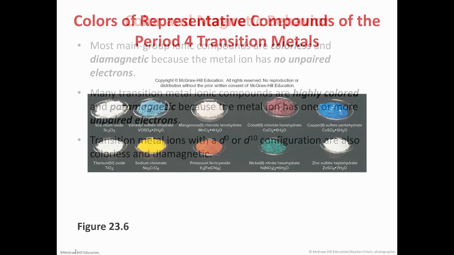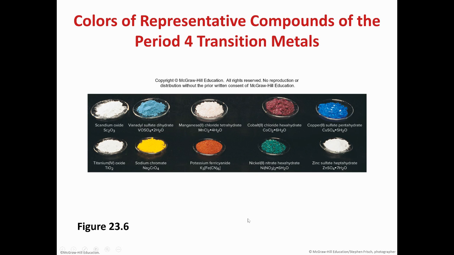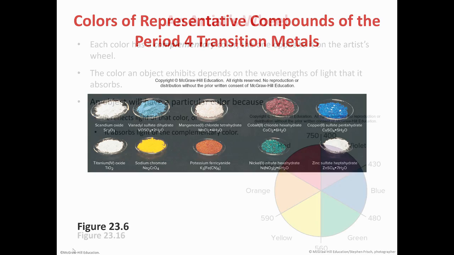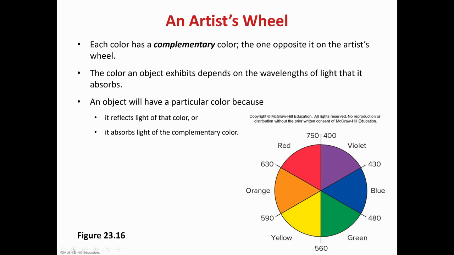Okay. So this is a nice little slide showing all the amazing colors that you can have with compounds of transition metals. They have a lot of interaction, and they interact in a different way with light. And so what we're going to talk about is what happens. And to do this, we have to understand why an object has color.